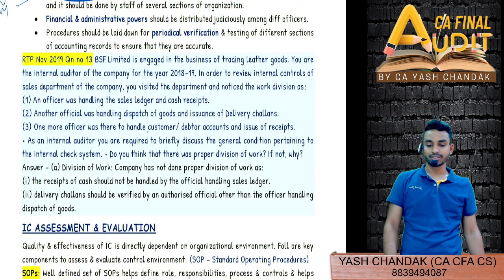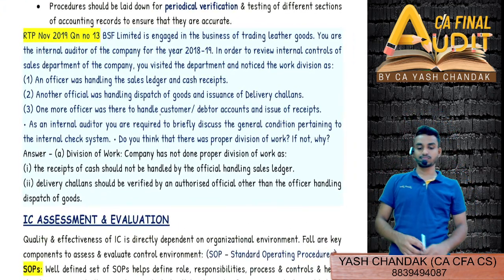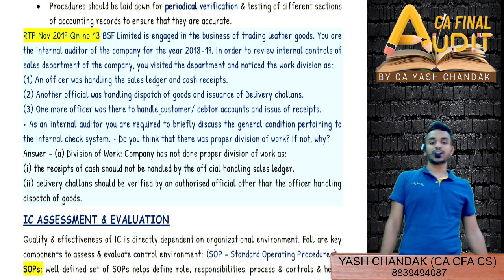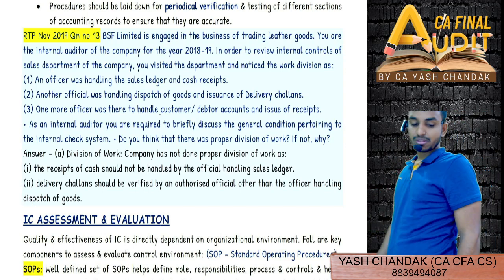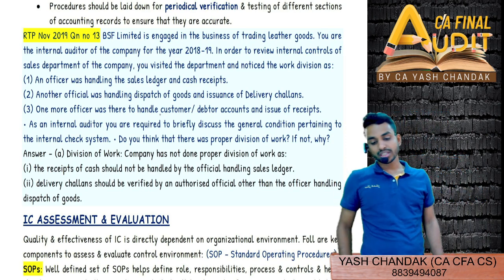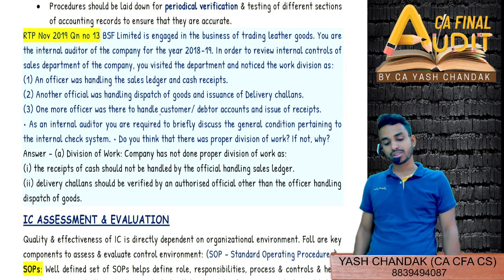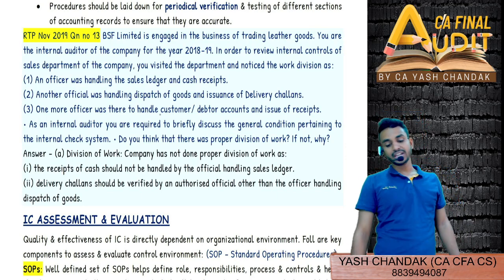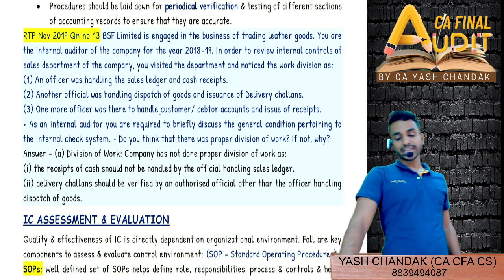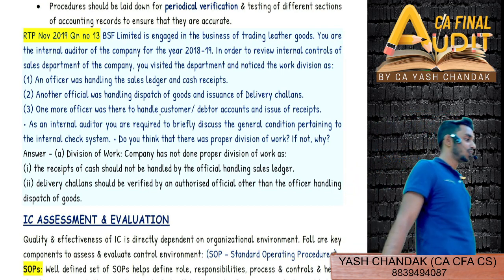Come to this question then. RTP November 19 question. Yes, tell me what should be the answer. BSF Limited is engaged in the business of trading leather goods. You are the internal auditor of the company for the year 2018-19. In order to review the internal controls, you visited the department and noticed the work division. One officer was handling the sales ledger and also the cash receipts. What do you think? Is there any deficiency here in the internal control in the first point?